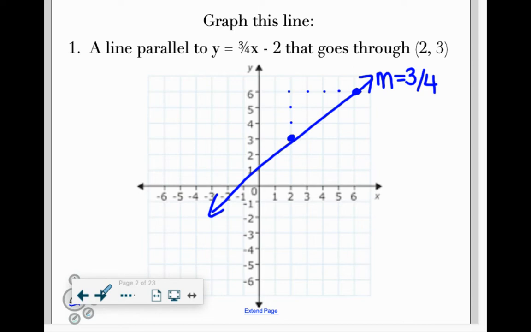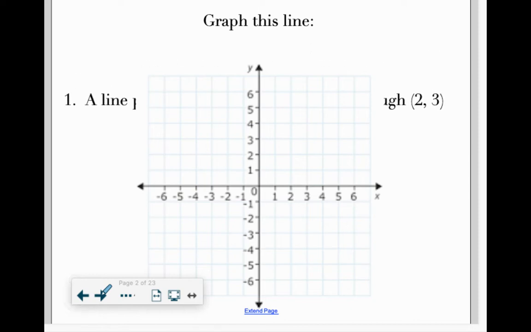Okay, I'm also going to draw the next one, except I don't have it typed up, so I'm going to erase this. Here we go.